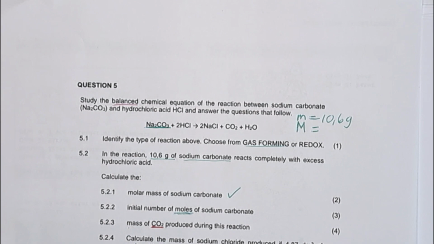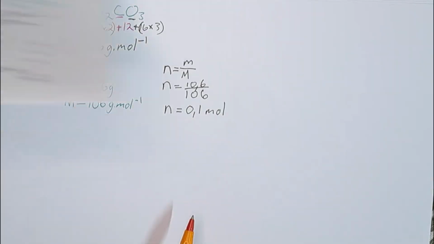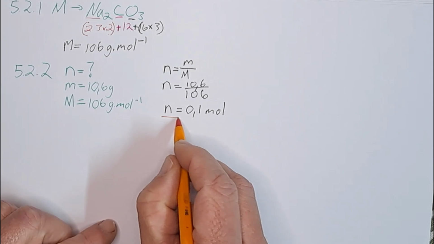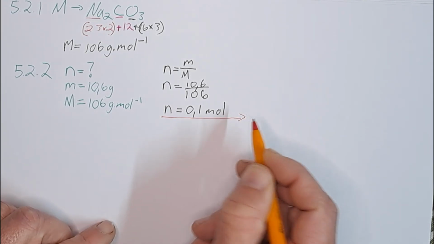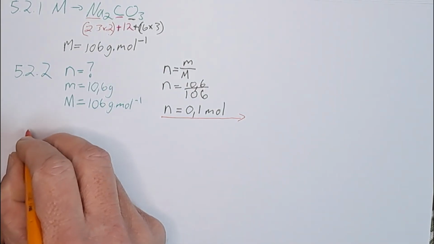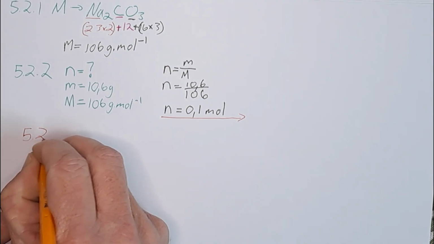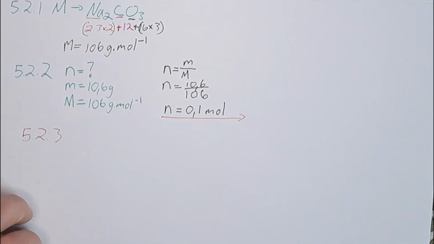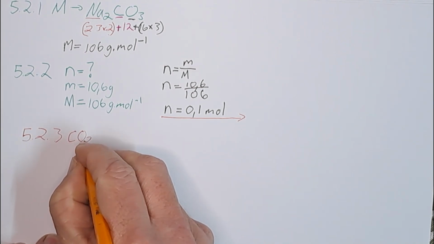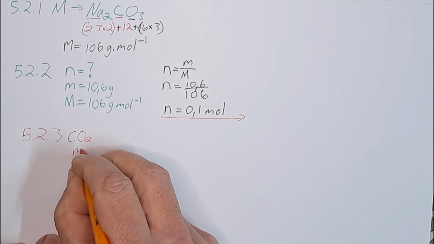That means we need to go to the next step, which is ratio. So to do the ratio, we need 1 mole. Do we have 1 mole? Yes, we have the mole of sodium carbonate. All right, so for 5.2.3, they ask us now to calculate the mass of carbon dioxide. So let's say it's for carbon dioxide, then they're asking mass.